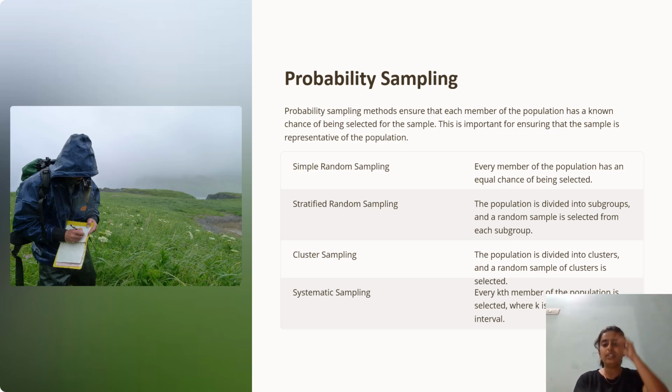Simple random sampling, stratified sampling, cluster sampling, systematic sampling. In simple random sampling, every member of the population has an equal chance of being selected. In stratified sampling, the population is divided into subgroups and a random sample is selected from each subgroup. In cluster sampling, the population is divided into clusters and a random sample of clusters is selected.